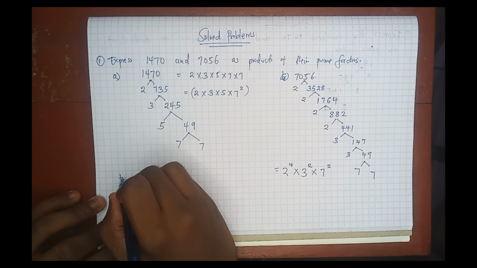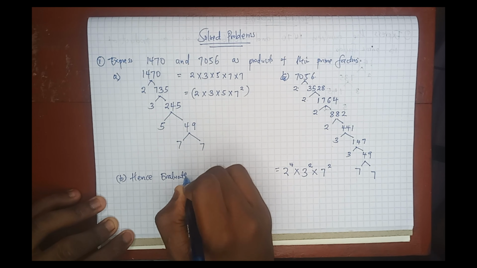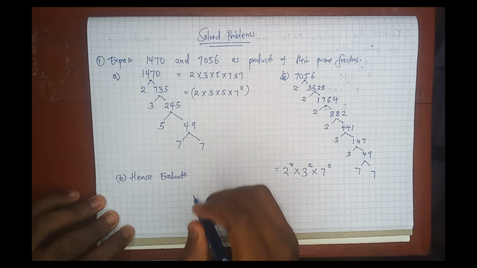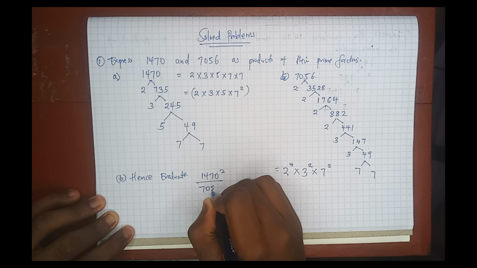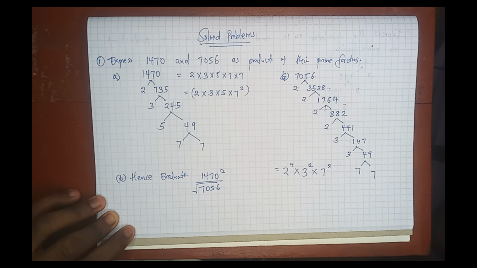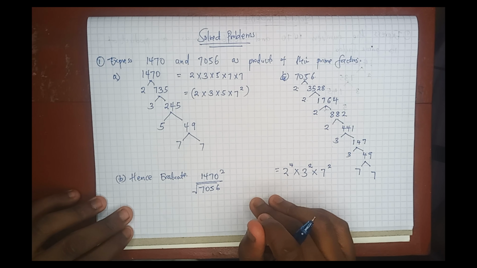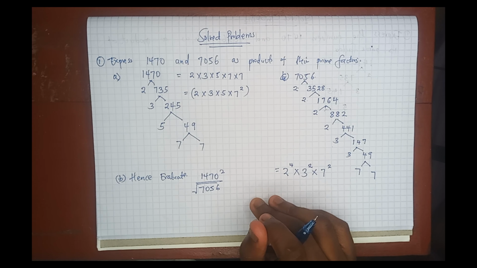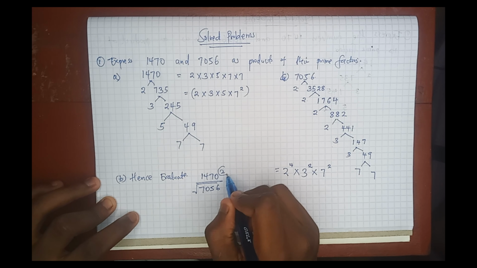Then the second part of the question was, hence, evaluate 1470 squared over the square root of 7056. So when it comes to indices, when we get to the form 2 topic of indices, there are some rules and regulations. There are like 7 rules that help you maneuver problems with this part.